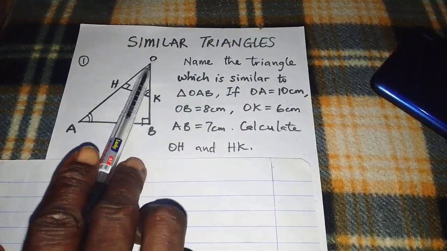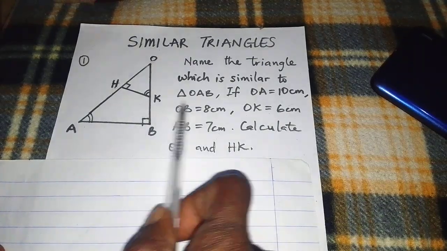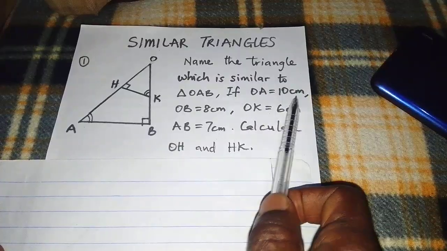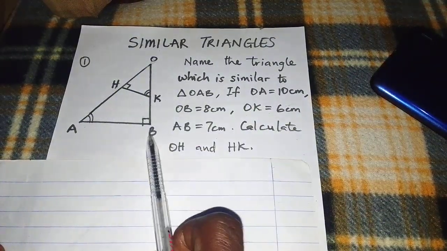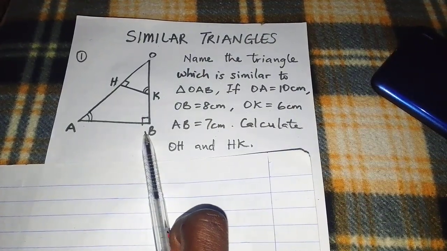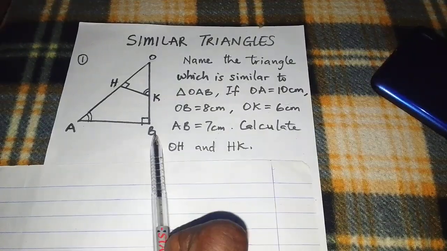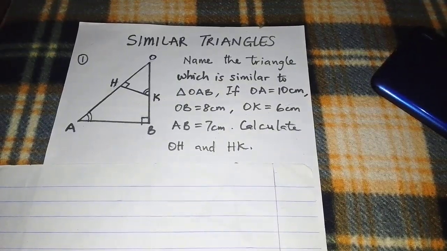So we are going to name this triangle in such a way that OK is going to be similar to triangle OAB. Follow this arrangement. If OA is 10 centimeter, OB is 8 centimeter, OK is 6 centimeter, AB is 7 centimeter, calculate OH and HK.